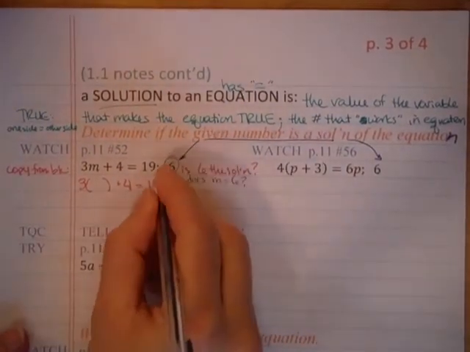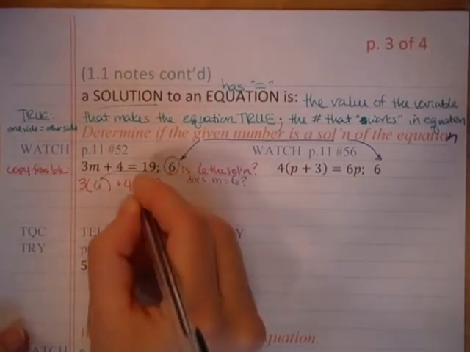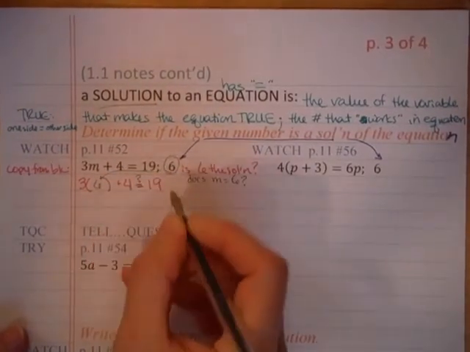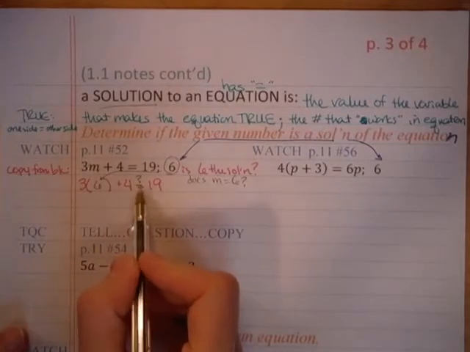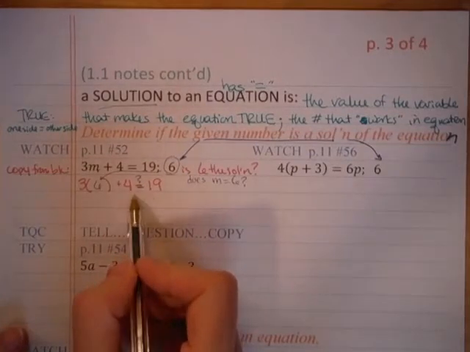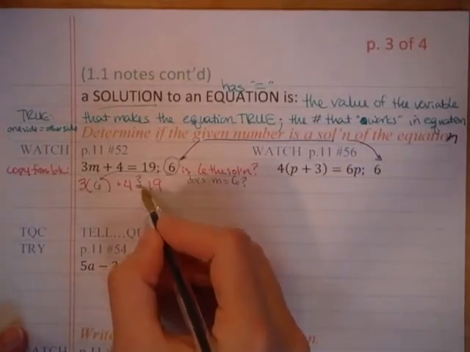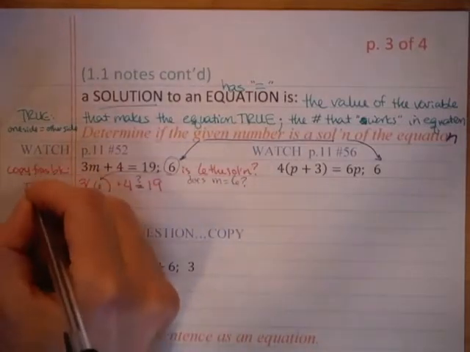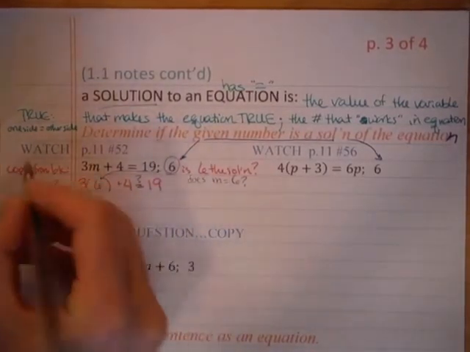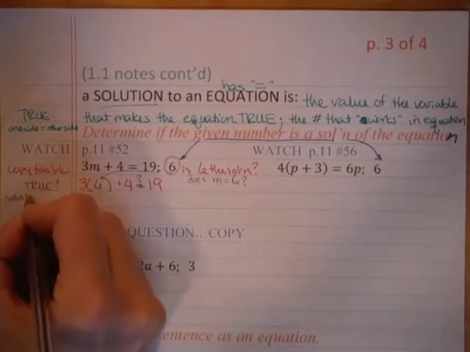So we're going to put in 6 here. And I just add a little question mark over the equal sign. That's my way of remembering what it is that I'm doing. It's a visual reminder that I'm trying to figure out, do I have a true statement? So I'm substituting to find out.